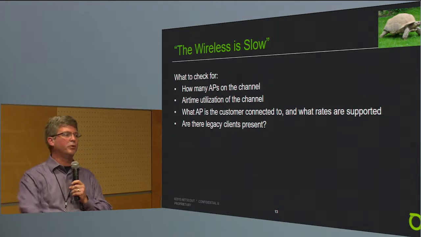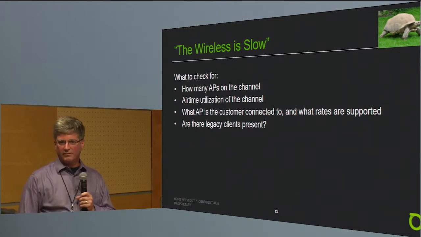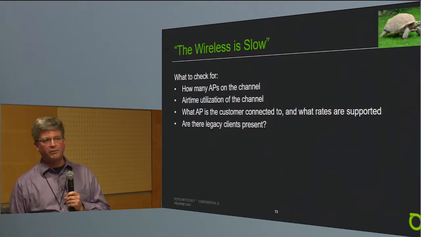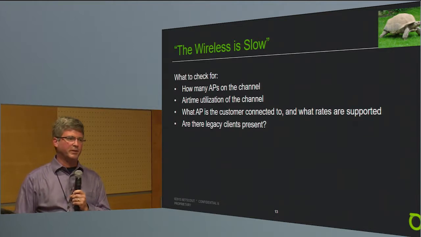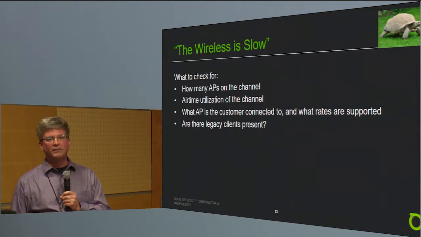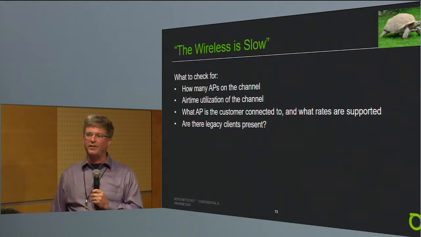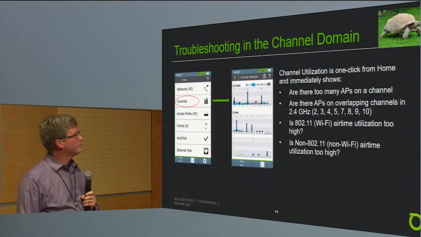Think about all the neighboring networks around. You may have disabled the lower rates on your APs, but if you're receiving co-channel interference from a neighboring network that did not, they have a lot of legacy devices on that could slow things down for you.